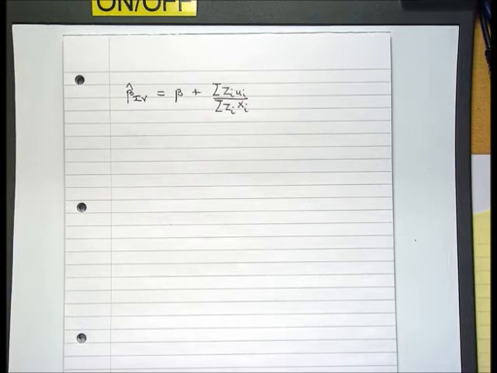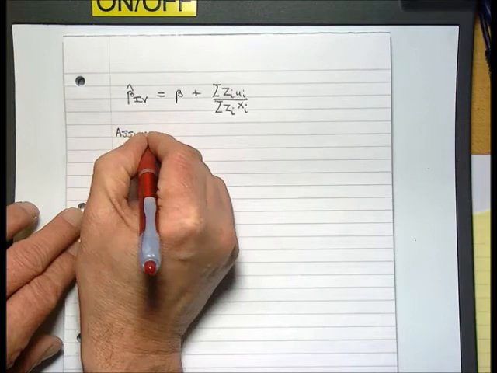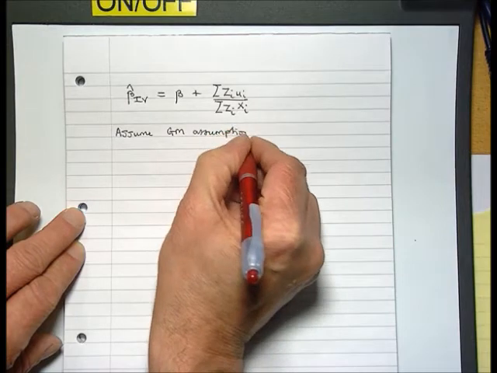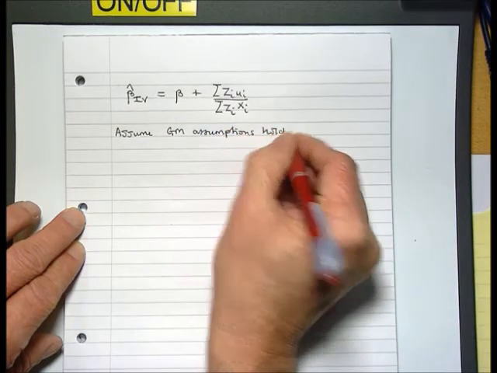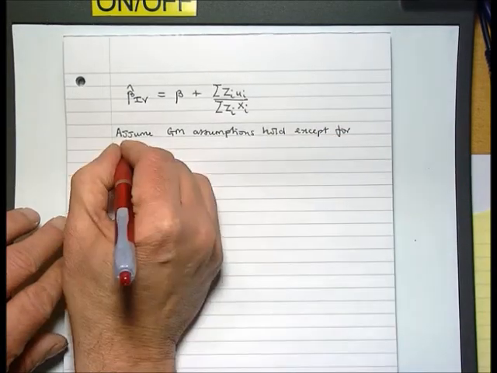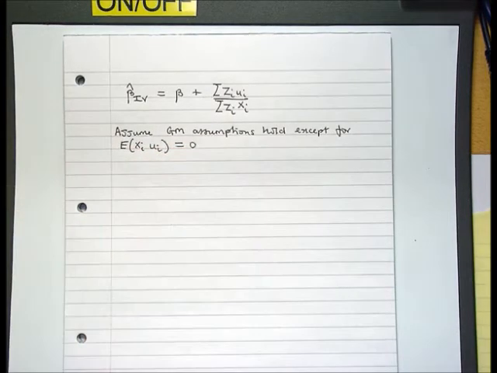Now, it's actually extremely hard to derive the asymptotic variance, or what happens when the sample size gets large here. It's much easier if we take the rather simpler case of when the Gauss-Markov assumptions hold. Okay, so I'm going to just take a step back here, and I'm going to assume that the Gauss-Markov assumptions hold, except for the one crucial one here, that the expected value of xi ui is equal to 0.